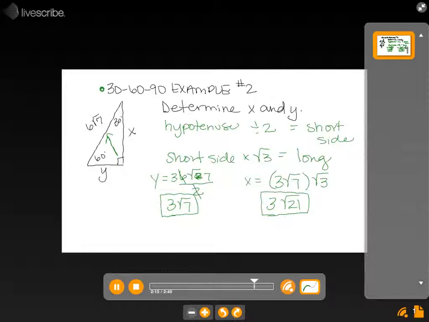So remember, if you're given the hypotenuse of the triangle, the first thing you need to do is divide by 2 to get the short side. Once you have the short side, then you can take the short side times root 3, and that'll give you the long side of the triangle. Okay? That's an example of determining x and y if you're given the hypotenuse of a 30, 60, 90 triangle.